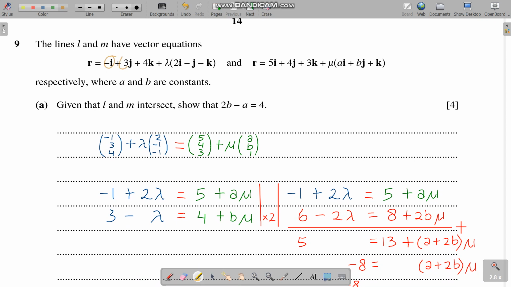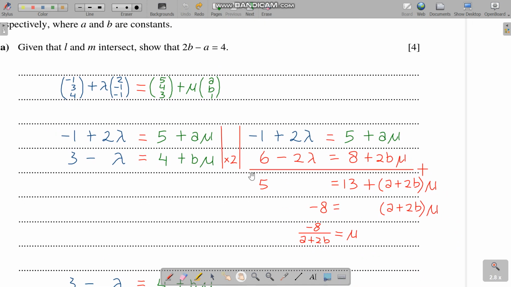This is minus 1, 3, 4. And this is 2, minus 1, minus 1. And here we have 5, 4, 3 plus mu times (a, b, 1). So use column vectors so we can see better. Now, since they intersect, the corresponding components should be equal.